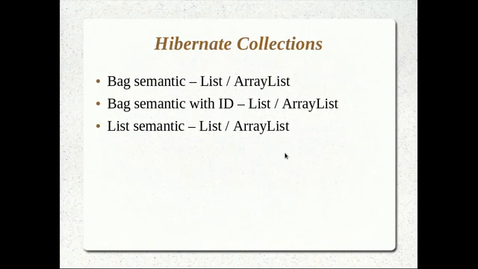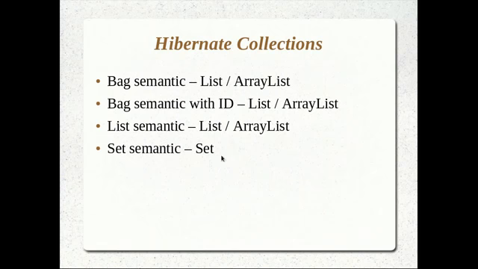So the next one is a list semantic. This is again a list or an array list. It's the same thing. The only difference that is applicable from a list or a bag is that a list can be ordered. You can have a sorted list, whereas with a bag, it really doesn't matter in which order you get the data. The next one is a set semantic.